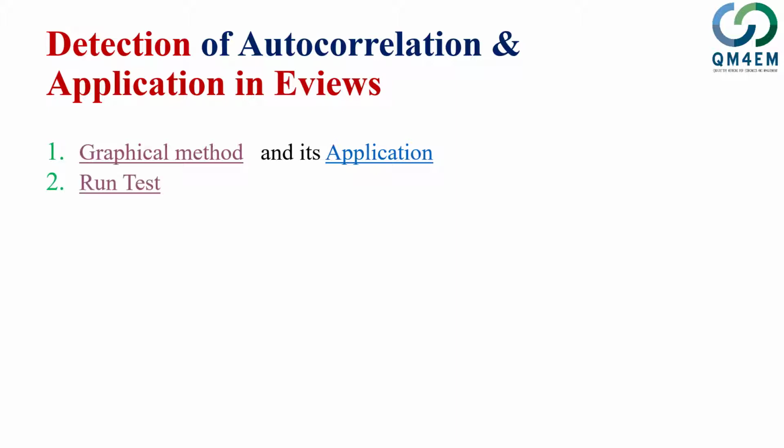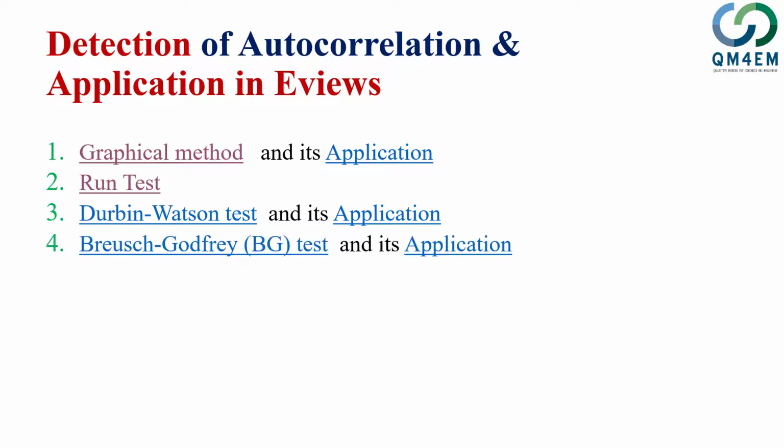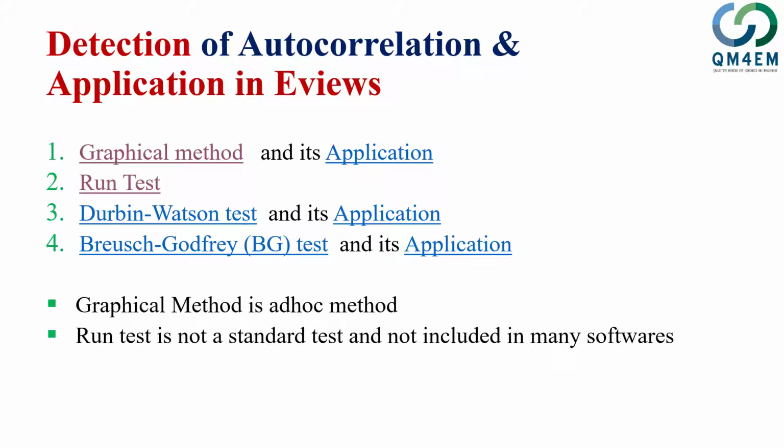The second way of testing autocorrelation is the run test. Then we are going to talk about the Durbin-Watson statistic test and its application. We are also going to discuss the Breusch-Godfrey, BG test and its application. Now you should note that the graphical method is an ad hoc method, not a very standard procedure. Furthermore, the run test is not a standard test and it's not provided in many software. So I will be discussing these in lesser detail.